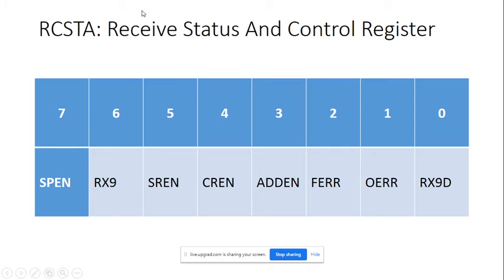Now the next register is the receive status and control register. This is also an 8-bit register. Receive status and control register means it has some status bits as well as some controlling bits. It is a combination of both. It shows the status of the reception process as well as controlling the reception process. Since it has both kinds of bits, it is called the receive status and control register. Here I will give an explanation of each bit.